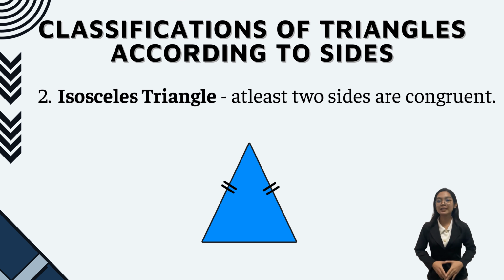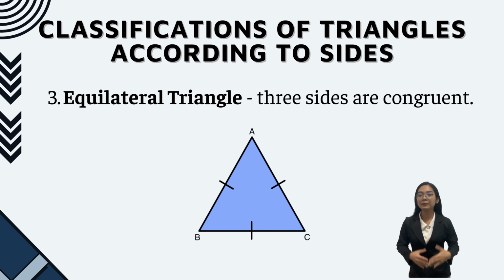Class, moving on to the second type, let's read together. Isosceles triangle, at least 2 sides are congruent. Look at the blue triangle on the screen. See those little marks on 2 sides? Who can name something shaped like an isosceles triangle? A traffic sign? Correct.